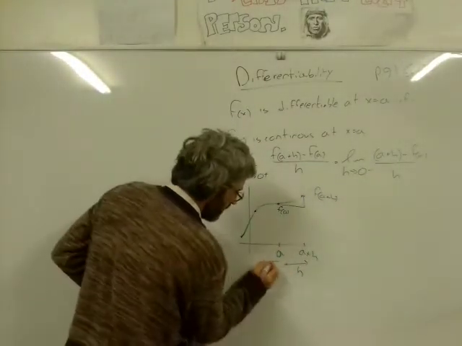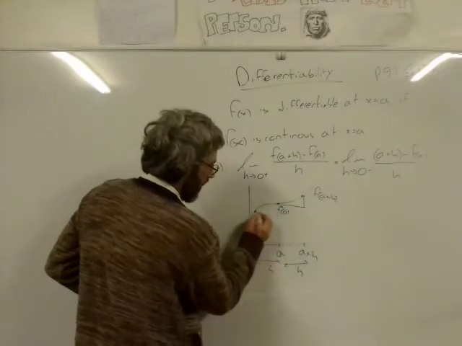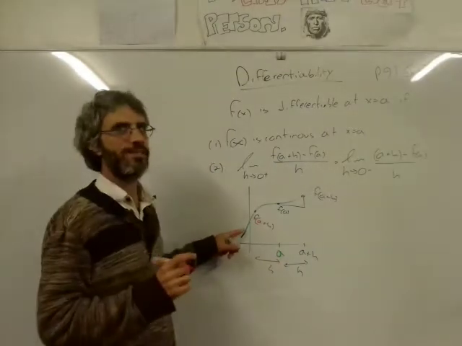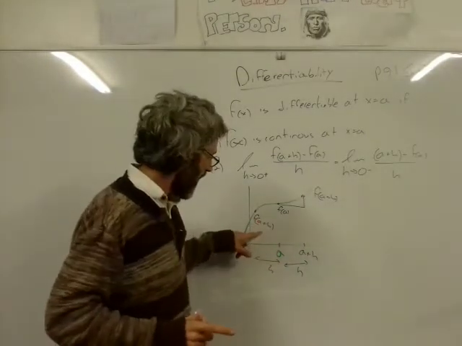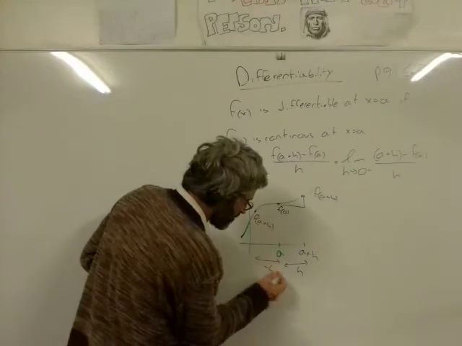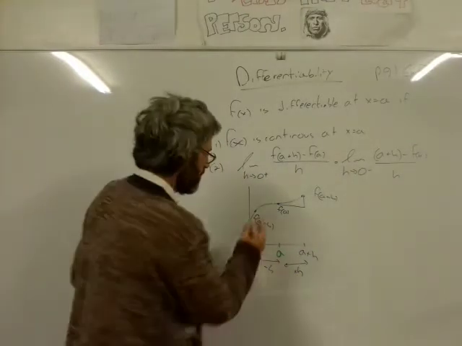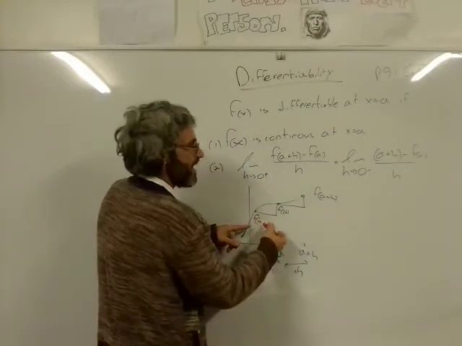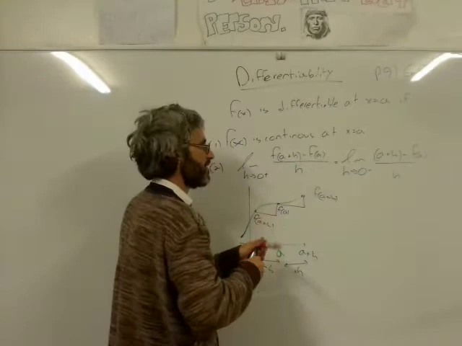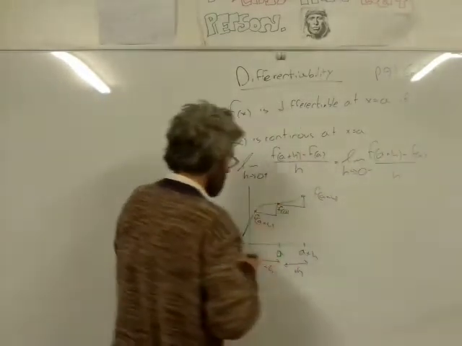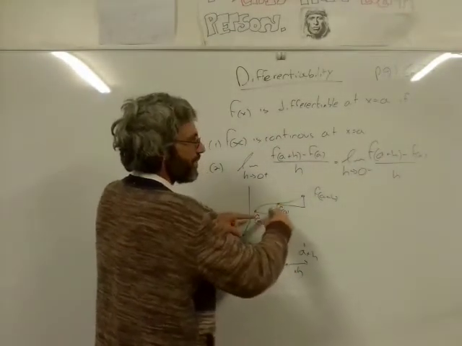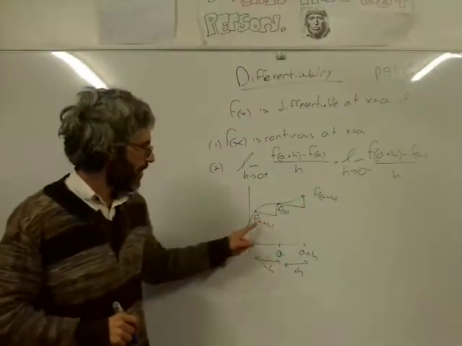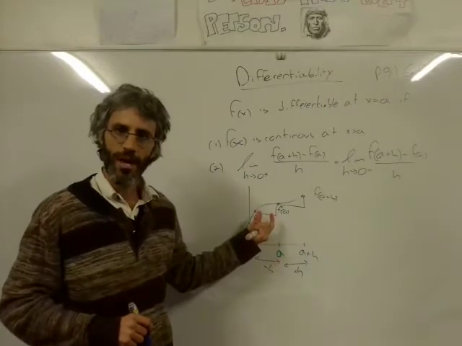We could have had a negative h. We could have had another point, f of a plus h, but now our h is negative. It's not positive h, it's a negative h. And these will be our two points. And then we'll have f of a and f of a plus h. It's going to be the difference between these two, and I'm going to divide it by that h. But now our h is negative.